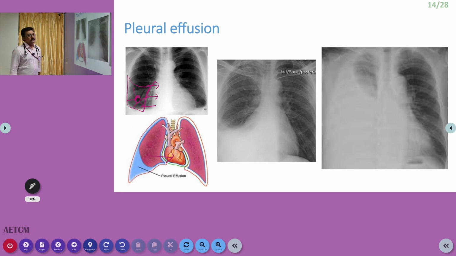Here you can see that typical example. There is a fluid, but the heart is completely shifted to this side. Either there is an associated collapse on this side, or a tumor or a lung lesion which is dragging the heart towards the side.